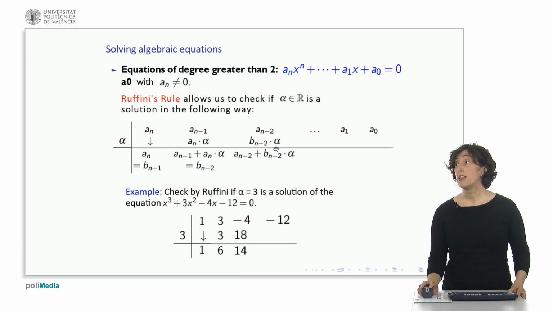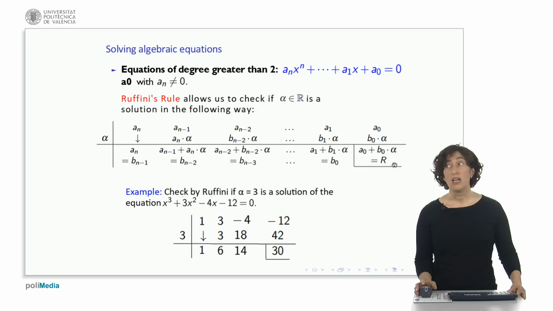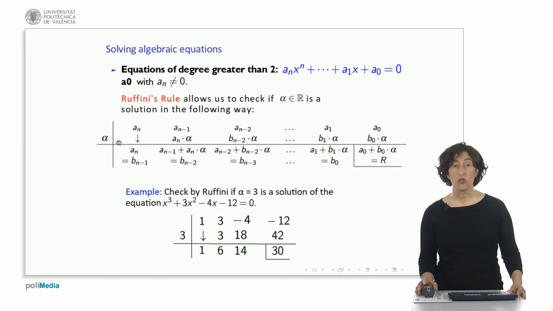Now, this number is multiplied by alpha. I put it here and I add it until it reaches the end, that is, until it reaches the last a sub 0. In this case, for example, 14 times 3 would give me 42 minus 12 gives me 30. Well, that r is going to determine if the number that we have put here, this alpha, is a solution or not.